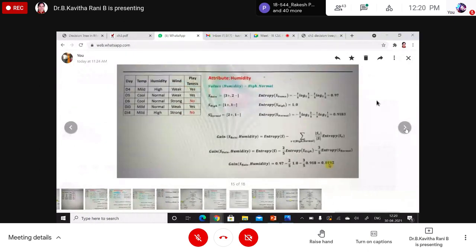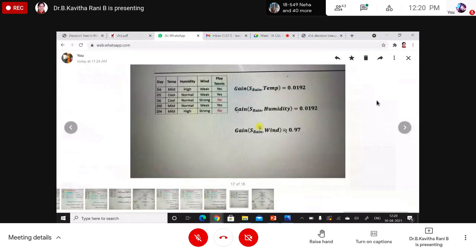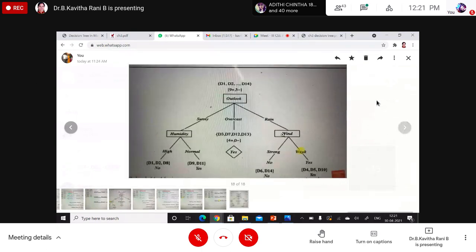Okay, right. After calculating that, these are the values we will get. The highest value is for wind. We will take that particular wind as a node and with that we will draw the decision tree, and this is the final decision tree we will get. In this way, we generate the decision tree by using the ID3 technique.